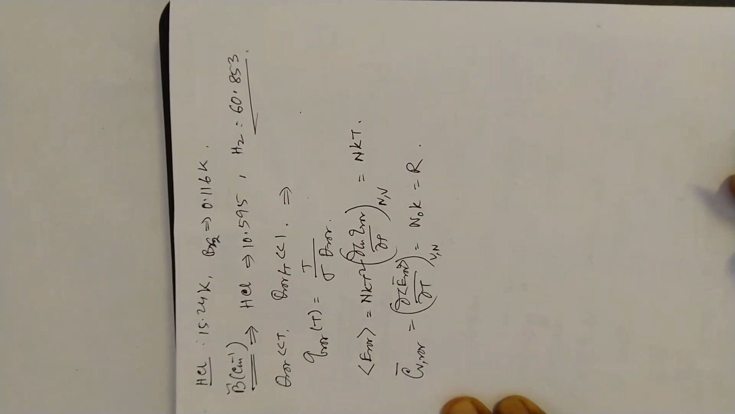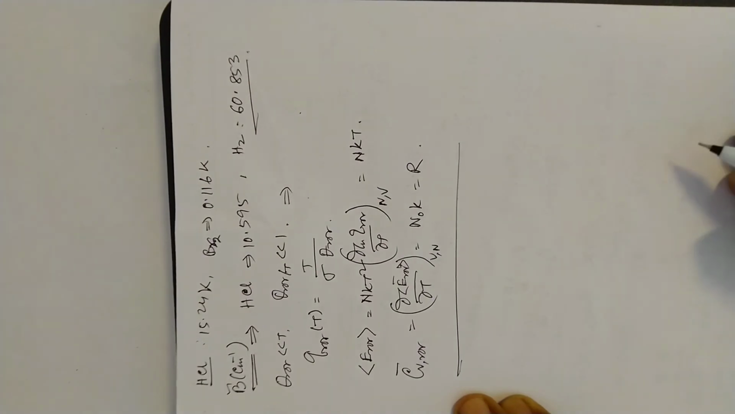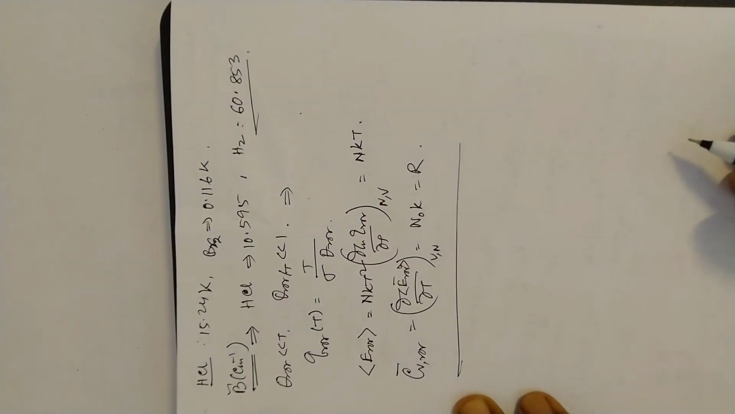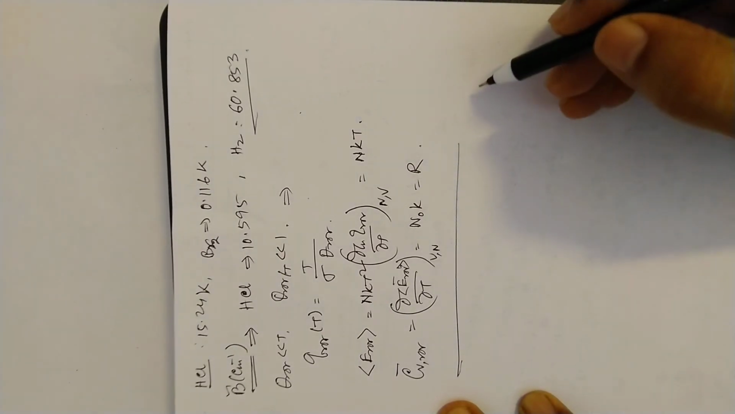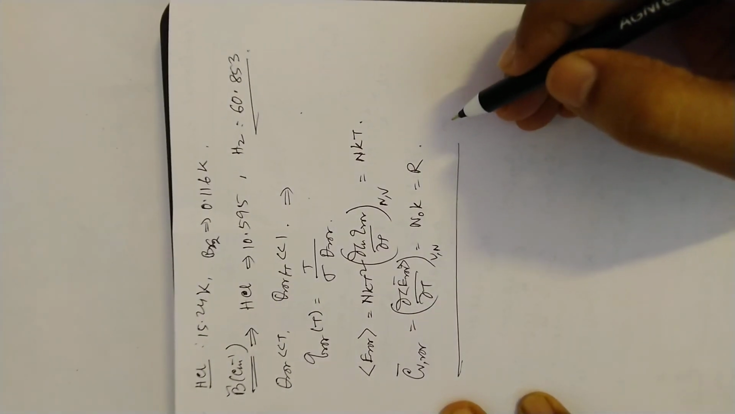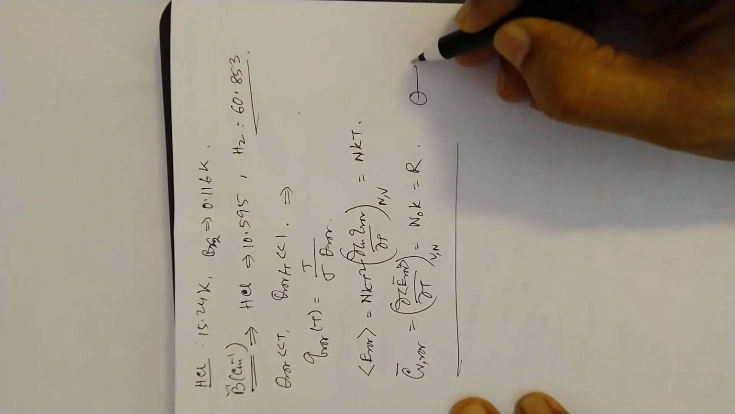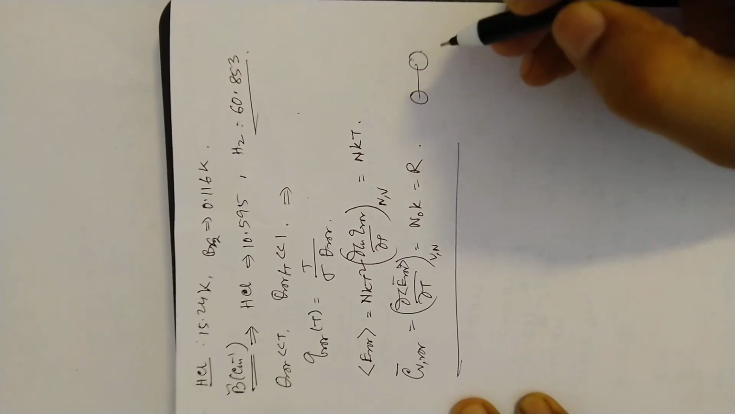Now given this, let us consider a diatomic molecule. If you consider that a diatomic molecule has two rotational degrees of freedom, right? For a diatomic molecule, it has two rotational degrees of freedom.